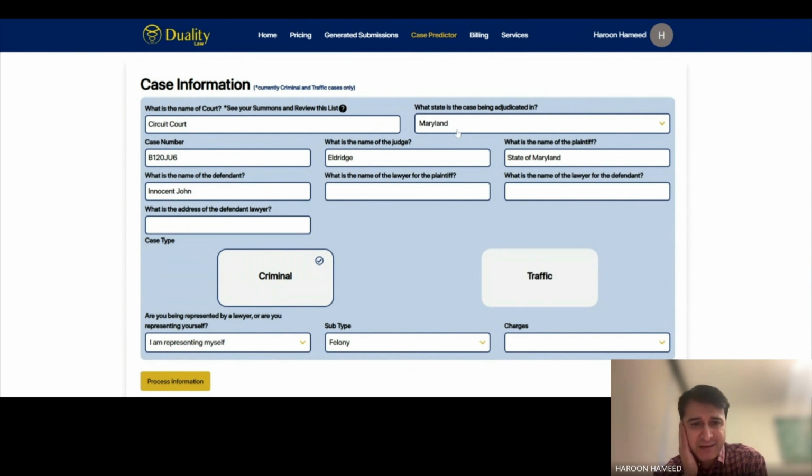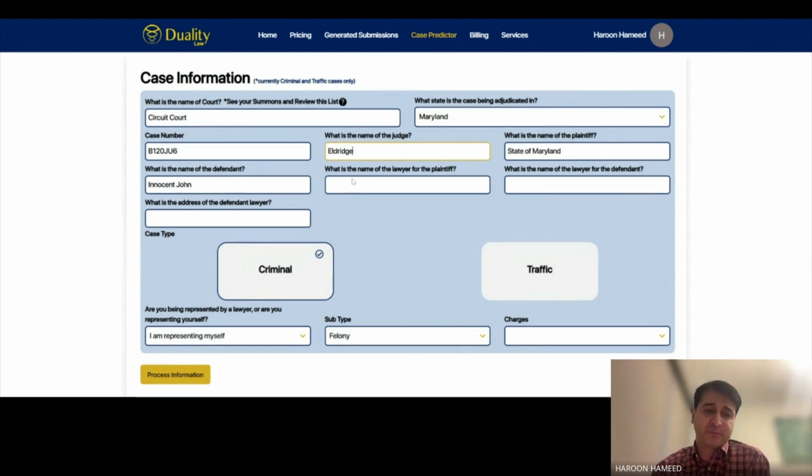You put in the state, the case number, the name of the judge. That can be very important because we do search by judge name, and try to find cases that this judge has previously adjudicated in the past, and what their behaviors might be, and if that might help influence any of the cases that we cite. It could influence the behavior of the application.